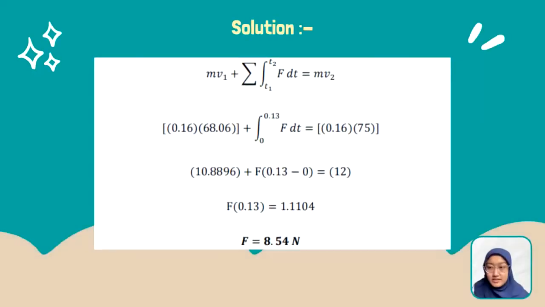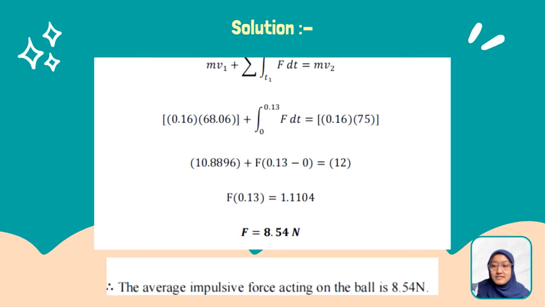Okay, let's continue with the solution. To find the average impulsive force acting on the ball, we need to use the formula m v1 plus the integration from t1 to t2 of F dt is equal to m v2. From the unknowns that we know, we just substitute them into this formula. For the integration from t1 to t2 of F dt, we just say it as F times the bracket of 0.13 minus 0. Then we calculate it, so we get F is equal to 8.54 Newton. So that is the answer for the average impulsive force acting on the ball.